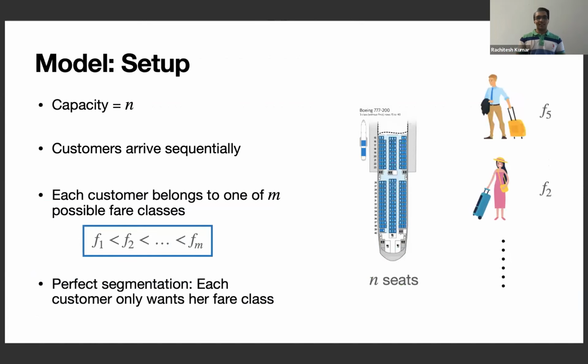So let me dive right in and tell you about our setup. We're going to denote the capacity of your plane, the number of economy seats, by N. We're going to assume that the customers are arriving sequentially. Each customer belongs to a fare class, one of M possible fare classes, going from F1 to FM in increasing order. We're going to assume perfect segmentation. This is standard in the single leg revenue management literature. And it says that each customer belongs to a fare class and she's not looking to substitute between them.